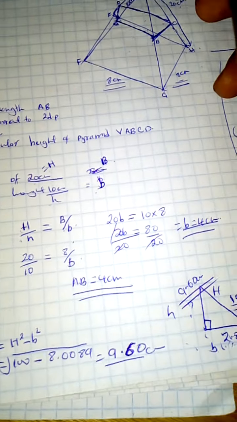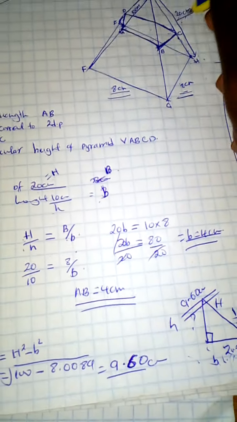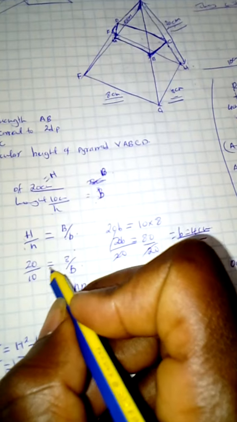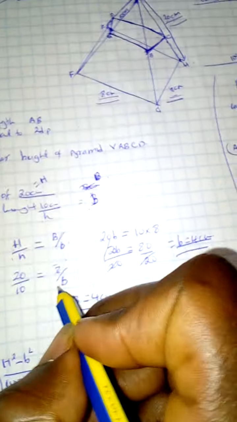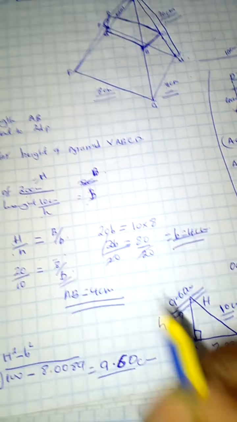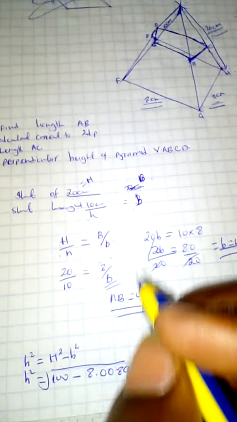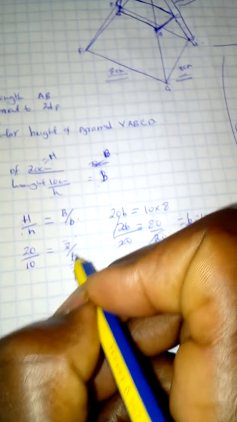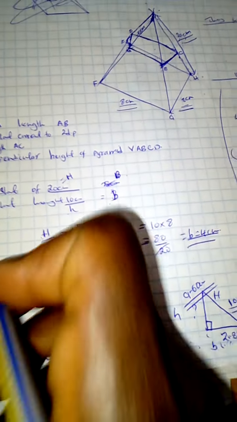The H of the bigger pyramid is 20. The h of the smaller pyramid is 10. The base of the bigger pyramid is 8, and the base of the smaller pyramid is unknown. Now we cross multiply to find the base. 20 over 10 is equal to 8 over B. In cross multiplying, we find 80.